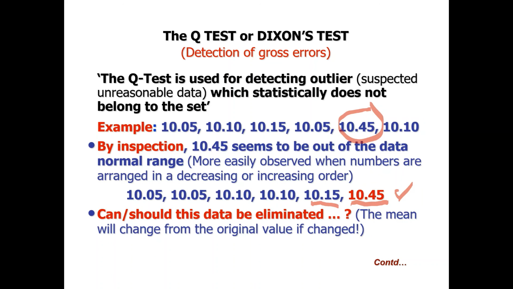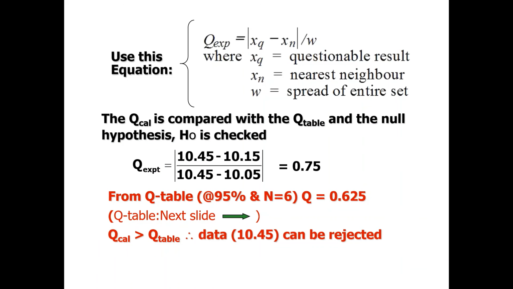It occurs actually both ways, on the high end and on the low end. But in this case, the low end is 10.05, it's the same value, so certainly you cannot delete all the 10.05. So you have only one side, you check only one data. So you use the Q test or the Dixon test.